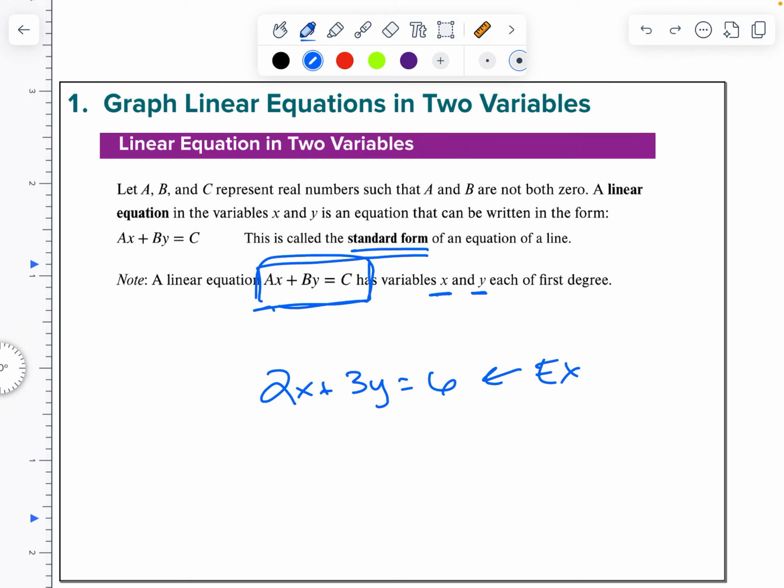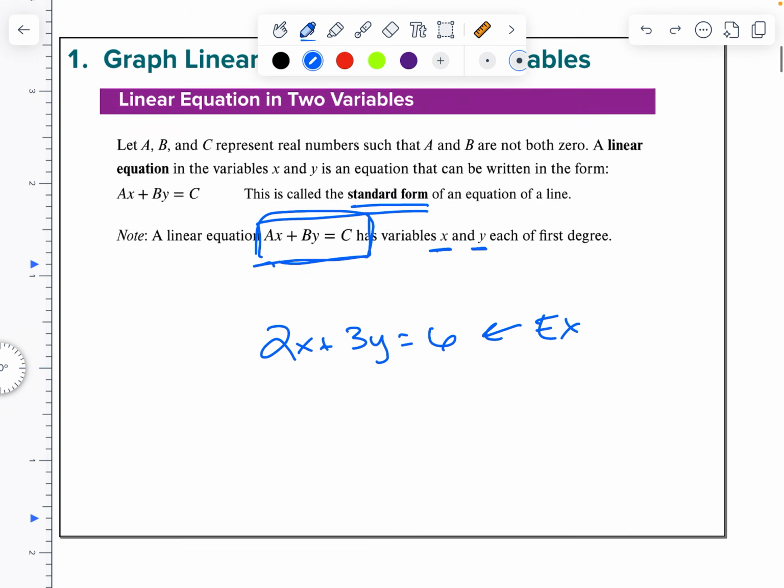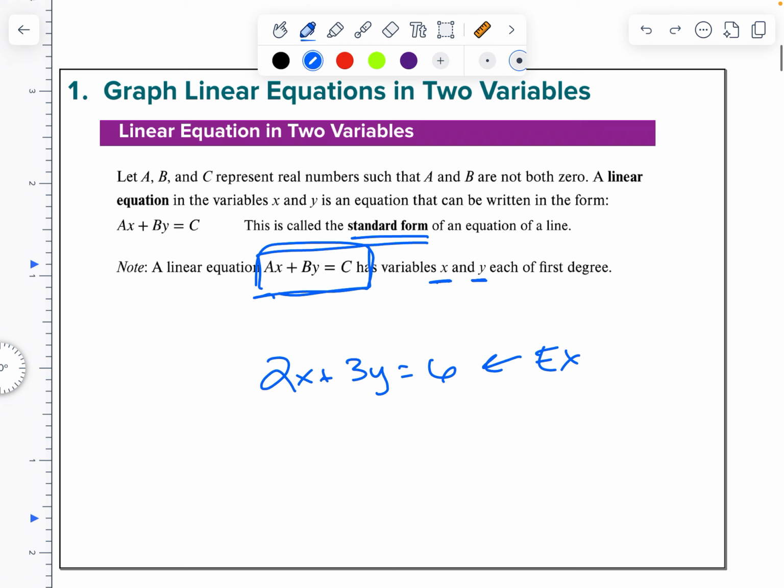Each form of an equation has its own benefits and has its own drawbacks. One of the benefits of standard form is that it makes it really easy to find x and y intercepts of your equation. And so to find an x-intercept of an equation, you sub a 0 in for y, and to find a y-intercept, you sub a 0 in for x. You're always subbing in a 0 for the opposite variable.